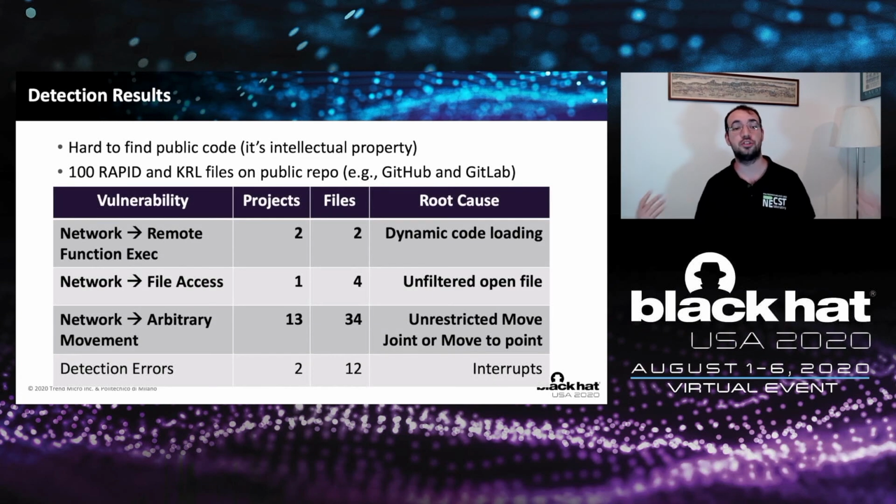Vulnerabilities. We found 2 projects with a vulnerability that allowed executing arbitrary functions. We found 1 project with a path traversal, and we found 13 projects that allow specifying arbitrary movement from data received from the socket. Of course, our tool is not perfect, far from being perfect. We also found detection errors.